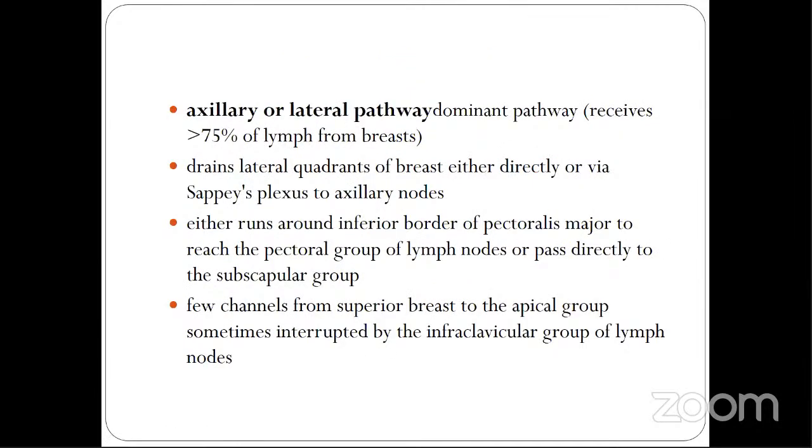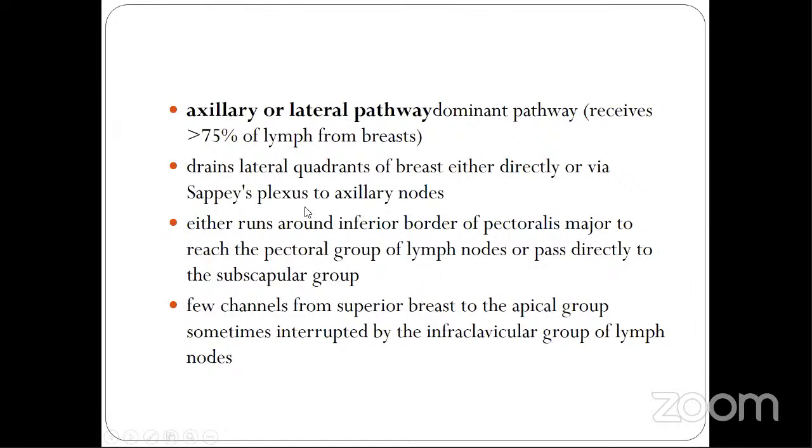What are these three pathways? The three pathways will be the axillary pathway or lateral pathway. This is the dominant pathway. It receives more than 75% of lymph from the breast. What does this dominant pathway drain? This dominant pathway drains the lateral quadrant of the breast, may be direct or indirect via the plexus, the Sappey plexus we said, to the axillary nodes.